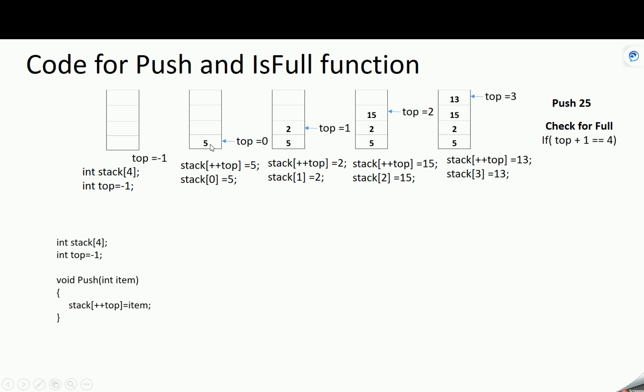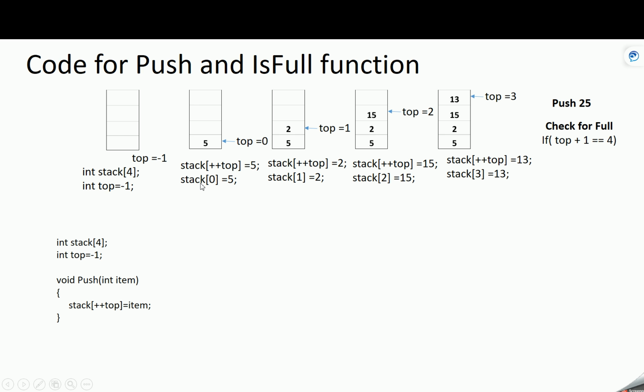So whenever we call this function, we'll pass whatever we want to push into the stack. If we want to add 5 into the stack, we'll say push of 5. In this case, it will increment the value of top, meaning -1 will become 0, and it will assign this item. So this is similar to the earlier code. Okay, so now this is the function to add an item into the stack.